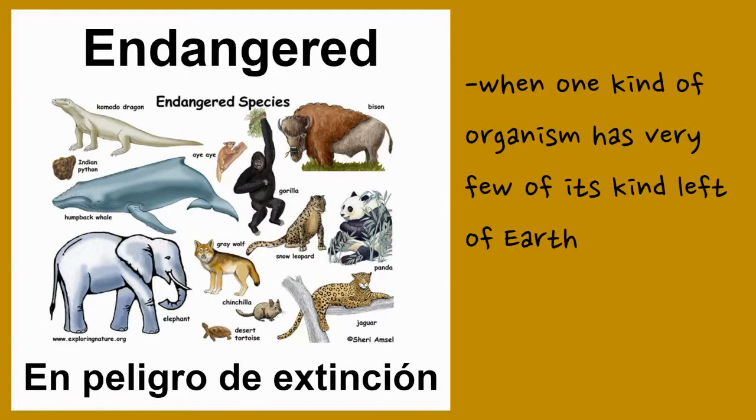Now let's learn some vocabulary. Our first word is the word endangered. We use the word endangered when one of an organism has very few of its kind left on Earth. In this picture, we can see several different animals that are endangered, meaning there are very few of these types of animals left on Earth.